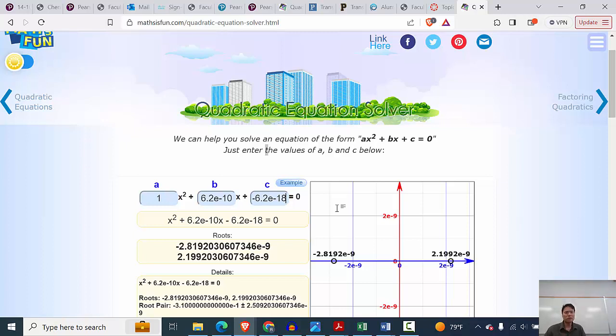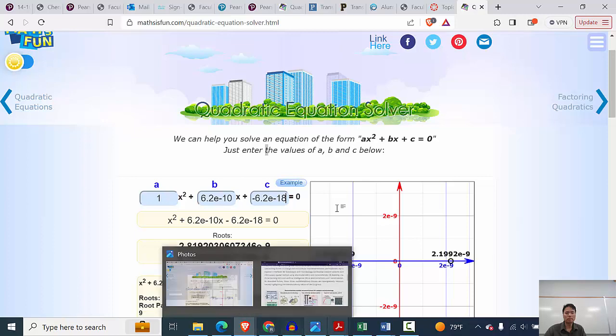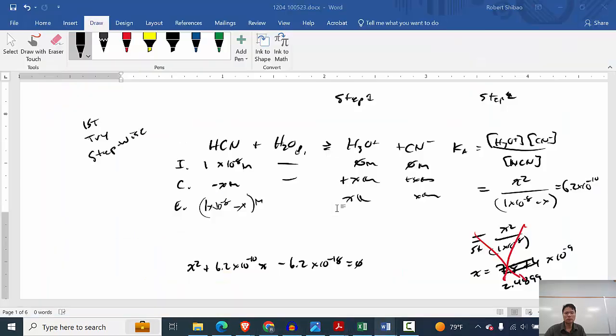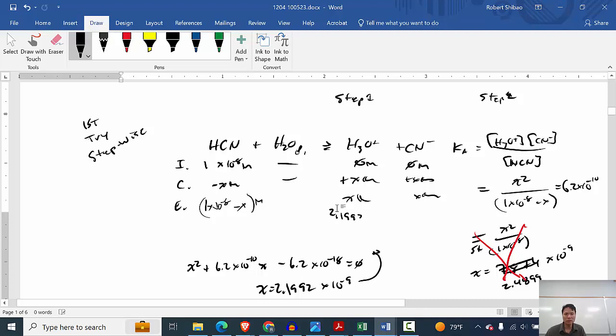Okay, 2.1992 times 10 to the minus 9. Not terrible. The simplifying assumption gave us 2.4899. The quadratic gave 2.1992 times 10 to the negative 9. And so we'll just plug that in up here and check our K. I'm carrying extra digits here just so we don't have to worry about round-off error when we calculate K.